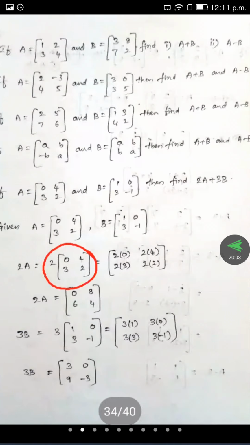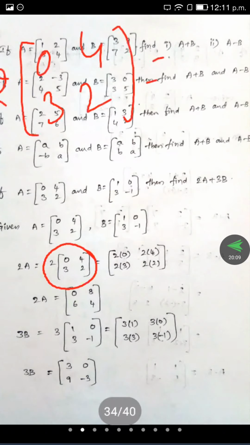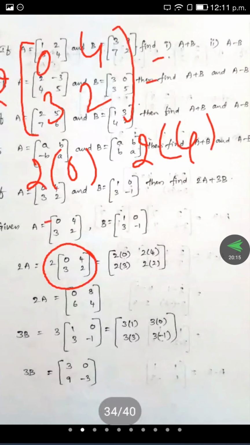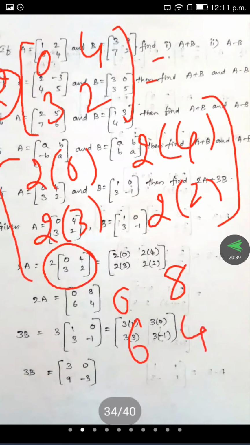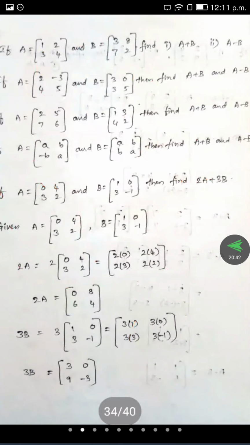That means 2 into 0, 2 into 4, 2 into 3, 2 into 2. Each and every element of the matrix is multiplied by 2. What is 2 into 0? 0. 2 into 4 is 8. 2 into 3 is 6. 2 into 2 is 4. So 0, 8, 6, 4 is the answer. 2A is 0, 8, 6, 4.